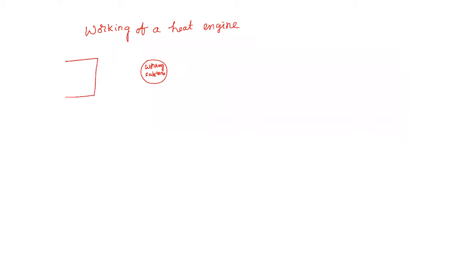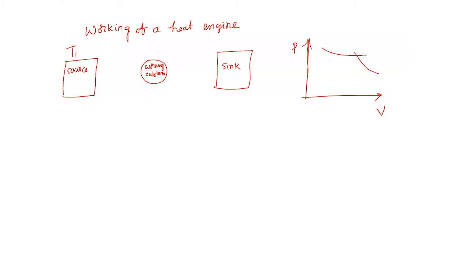And there will be one source maintained always at a higher temperature, and there will be a sink. Similar to the Carnot engine, in the Carnot engine the working substance will undergo the Carnot cycle. So there is a special cycle called the Carnot cycle. What is the Carnot cycle? The working substance first undergoes an isothermal process, then an adiabatic process, then isothermal compression, then adiabatic compression. That is the Carnot cycle.